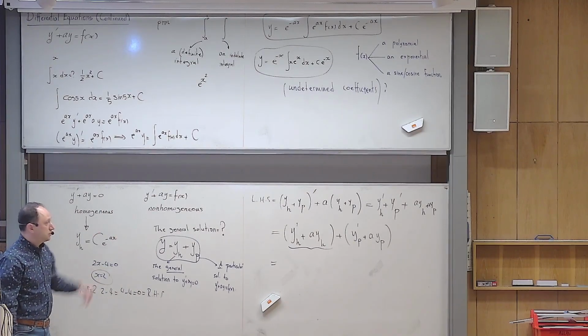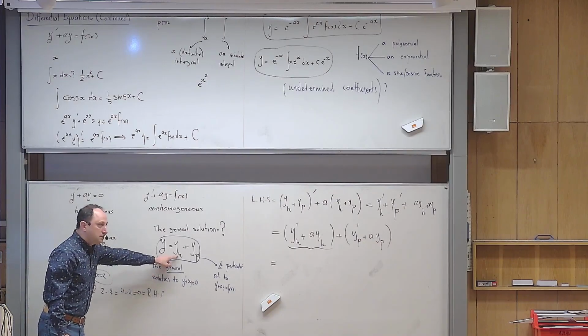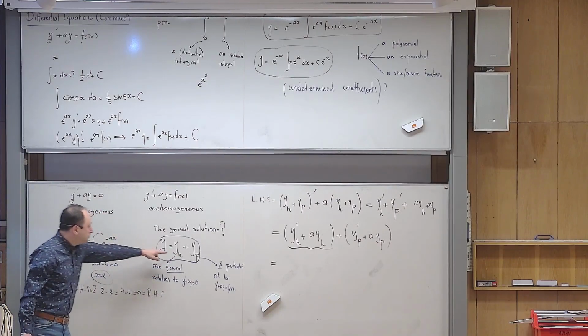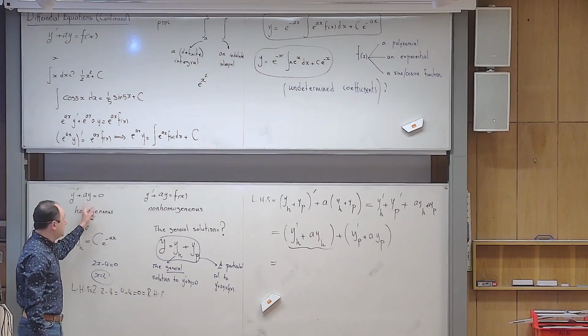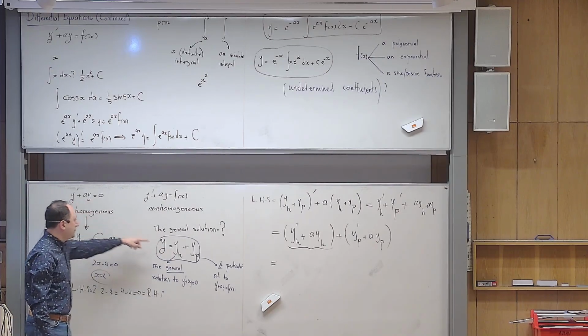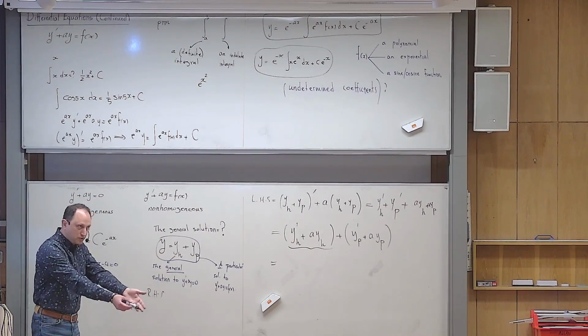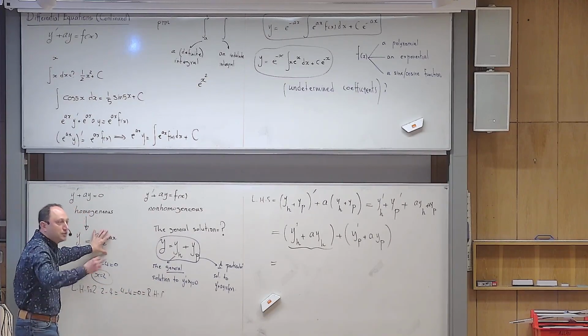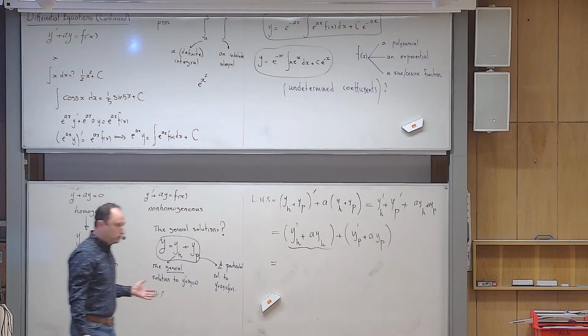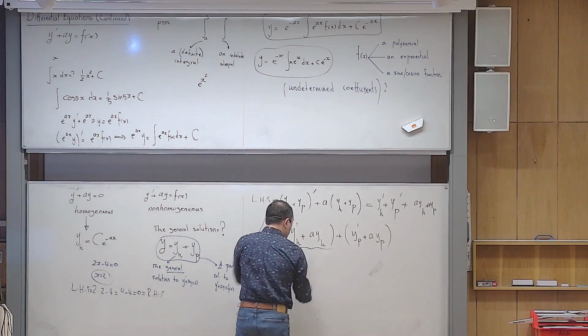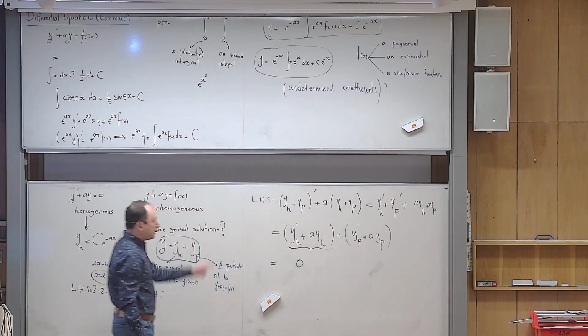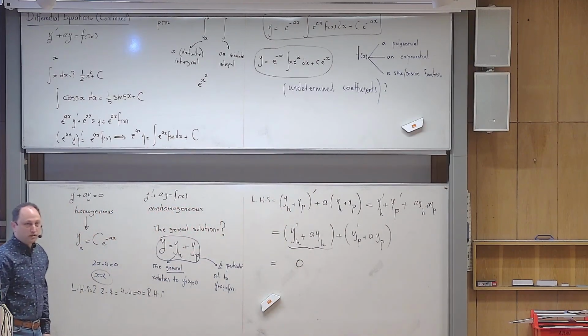What is the answer to this? 0. Why? Because I am telling you this is a solution to this. If this one is a solution of this, it means that if you replace y with that y sub h, it becomes 0. Of course, if you put this in and do the calculation, it becomes 0, but you don't need that. It is 0. Yes? But can you tell me for the same reason what is the next one?